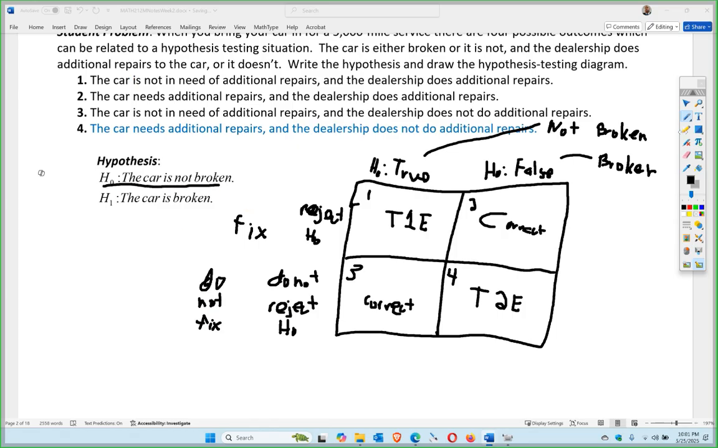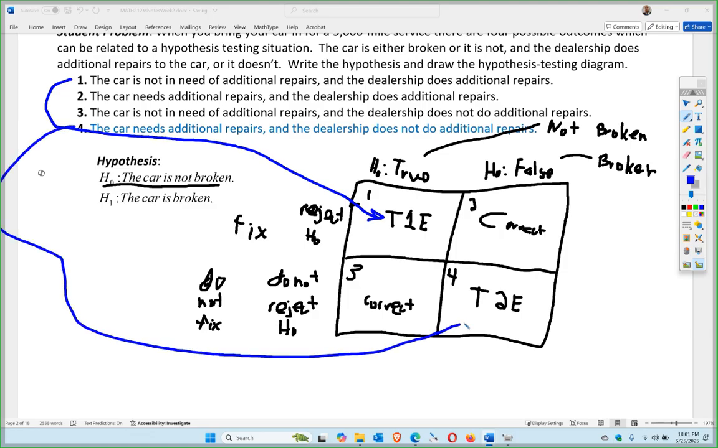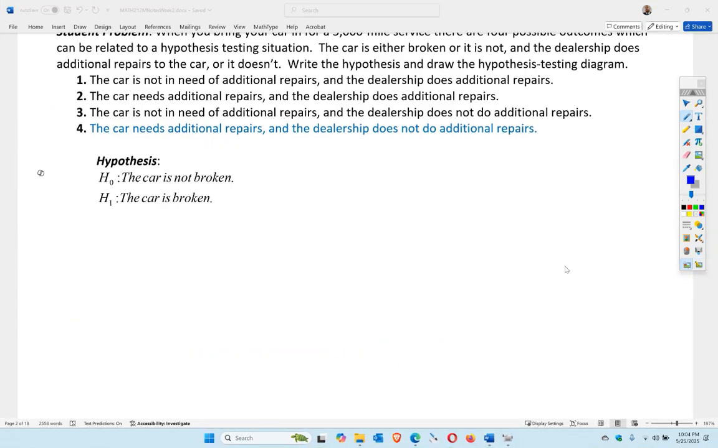So you get, let's see, make this blue perhaps. Right? So if the car is in need of additional repairs, but the dealership does additional repairs when it is not in need, that's a problem. Right? That's a type 1 error. If the car needs additional repairs and the dealership doesn't do the repairs, that's a type 2. The other combinations, those are fine. Okay?